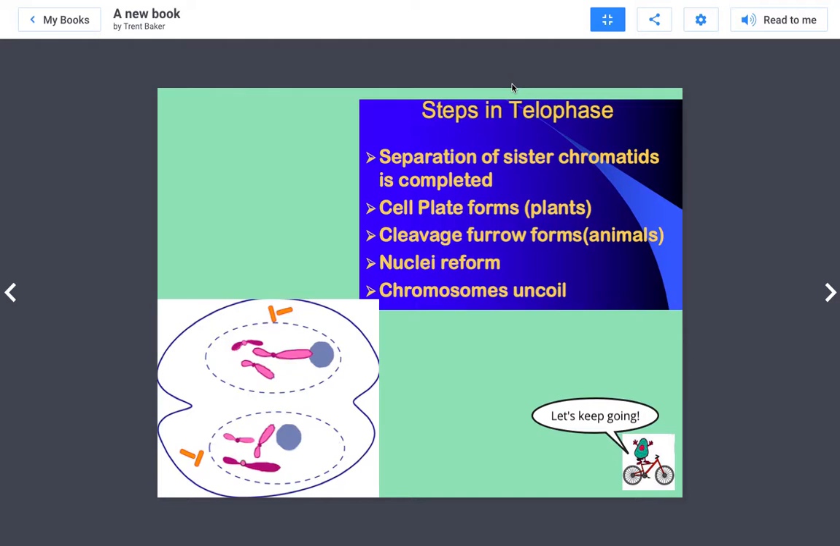The last step in mitosis is telophase. During telophase, a nuclear membrane forms around each group of chromosomes. The DNA returns to a loose mass of strands, and the cell membrane starts to form again.